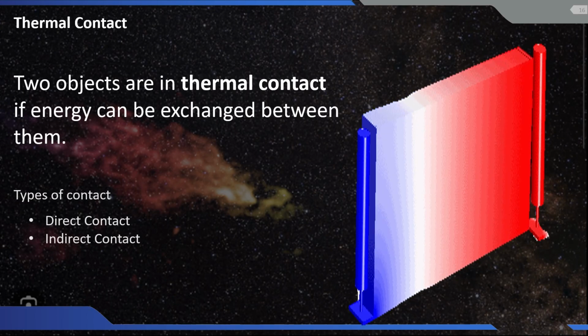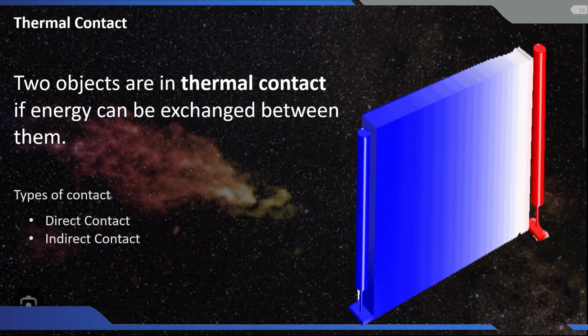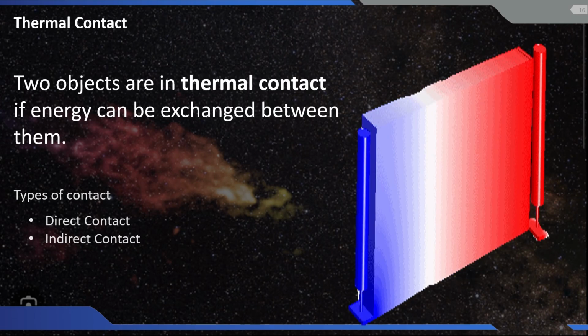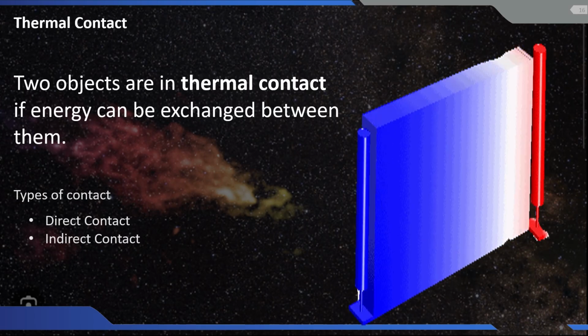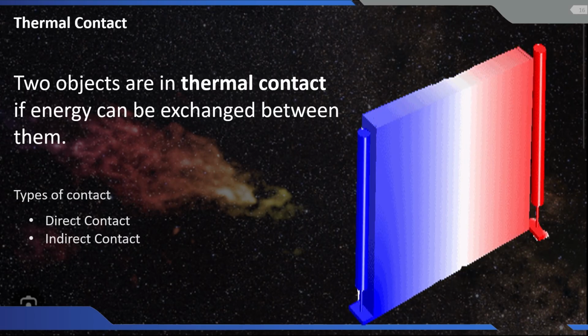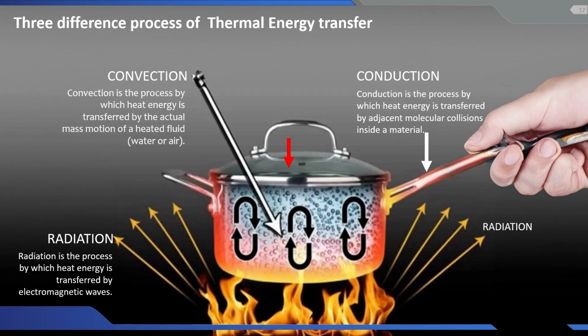So when two objects are in thermal contact, heat flows from the hotter object to the cooler object. This exchange in energy will continue until the temperature equalizes between these two objects, or what we call reaching thermal equilibrium. There are three different processes of thermal energy transfer, which are radiation, convection, and conduction.